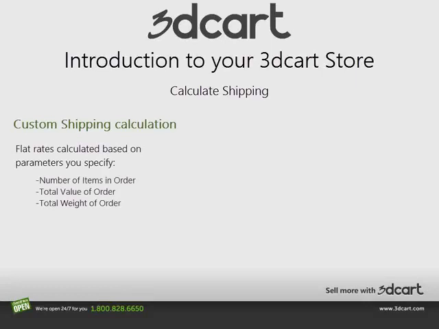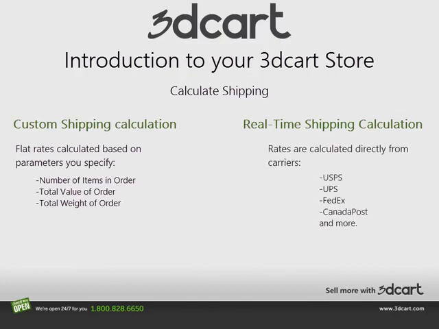You can create these shipping methods so that the rates are applied per quantity of the items in the order, or the total value of the order, or by the combined weight of the orders. That's custom shipping. The second way we have of calculating shipping is much more complex and also more popular, and that's through real-time shipping calculation from the actual shipping carriers themselves.